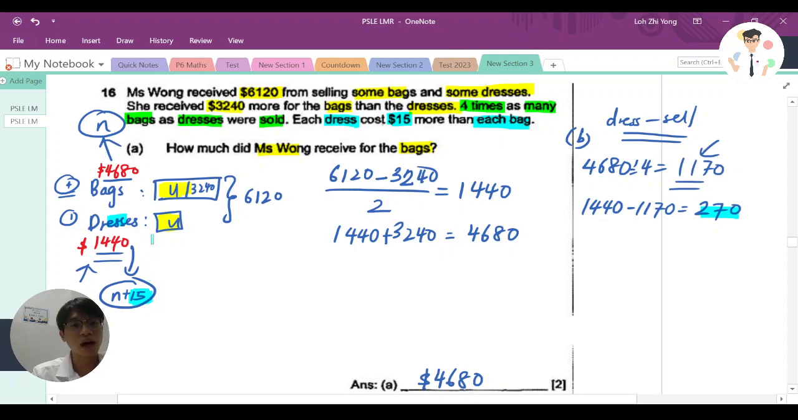Okay? So in order to know how many dresses, I actually can just use 270 divided by 15 to see how many cause this 15 and cause this 270 difference. So 270 divided by 15, and you find the answer is 18. And 18 basically is the number that causes 270. Okay, because for each 15 difference, I have 18 of such differences, so it becomes 270. Okay, and we are done for part B. Okay, good. Let's move on.